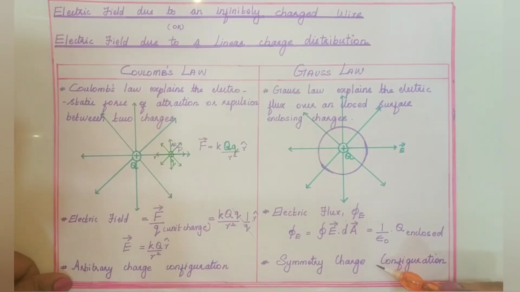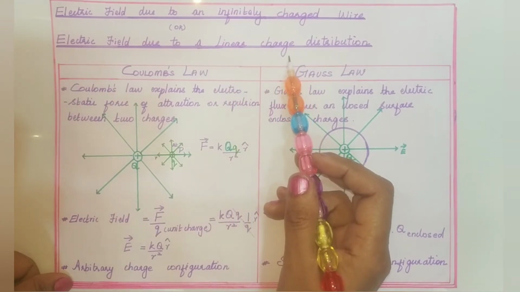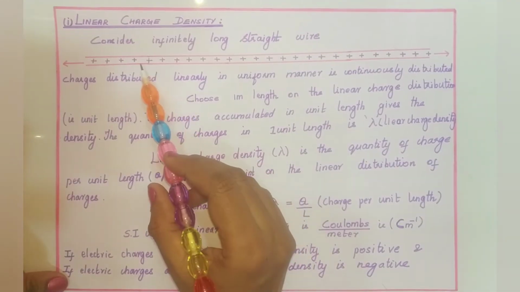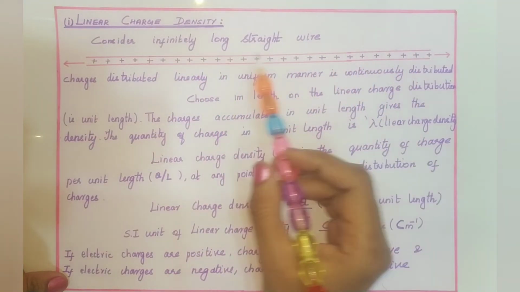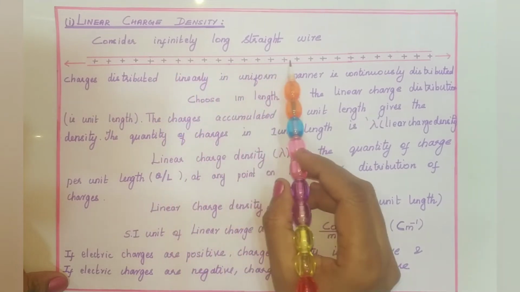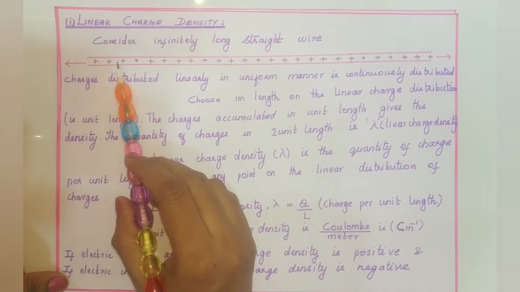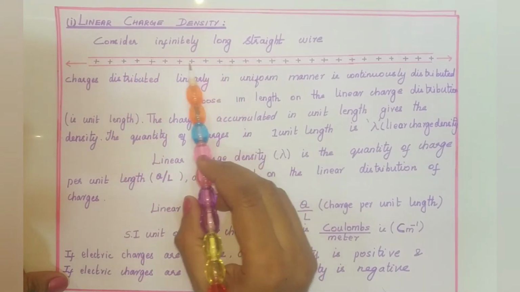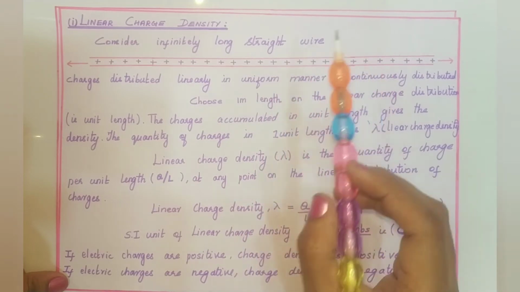And in this topic, we will learn how Gauss law is applied to find the electric field due to a linear charge distribution. We consider an infinitely long straight wire. Here, the charges are distributed linearly in a uniform manner, isn't it? They are equally spaced and the charges are linearly distributed.